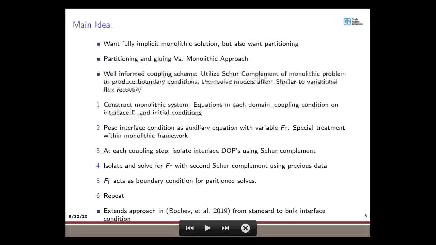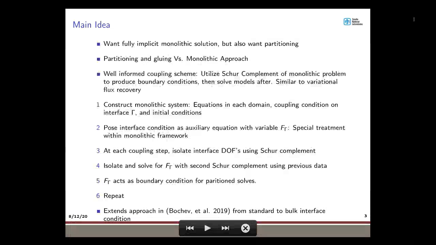So at each coupling step, you somehow need to isolate the degrees of freedom of the model and of this coupling equation, the interface. You can do this once again with the Schur complement, but it's very expensive, and maybe there's better options out there for future research. But for now, this gets the ball rolling. Then you can do a second Schur complement to isolate this flux in this interface system, and solve for it using the initial condition data. So you haven't even solved the models at all yet. You just use the operators within them, which can be prohibitively expensive.